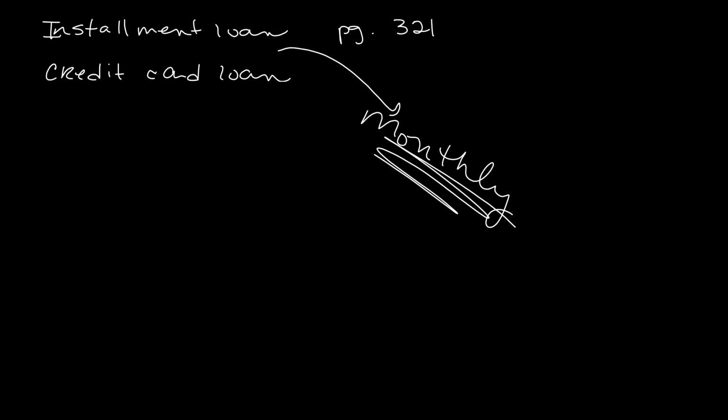The other type of loan that we talk about in this section is the credit card loan. And a credit card loan, it says on page 321, is this type of loan that allows for purchases or cash advances up to a specified maximum line of credit. So when you get a credit card, they're going to tell you what your credit limit is. So if you get a credit card and they tell you that you have a $5,000 credit limit, you can charge anything you want to up to $5,000. After that, they cut you off, or sometimes they may raise your limit.